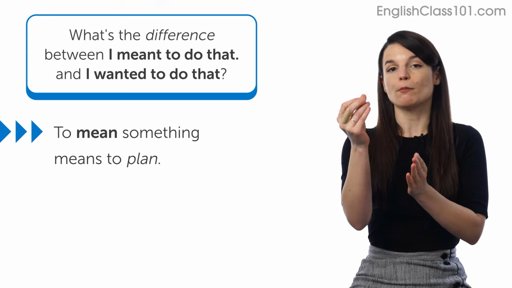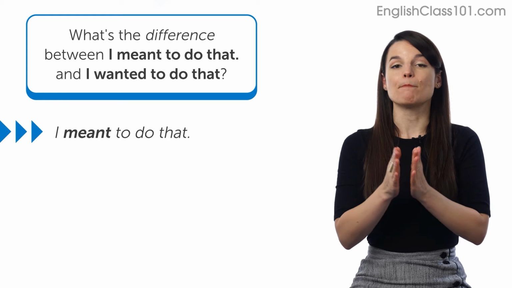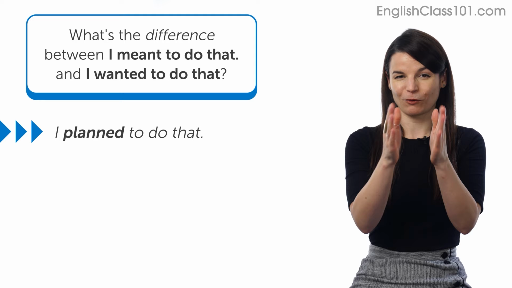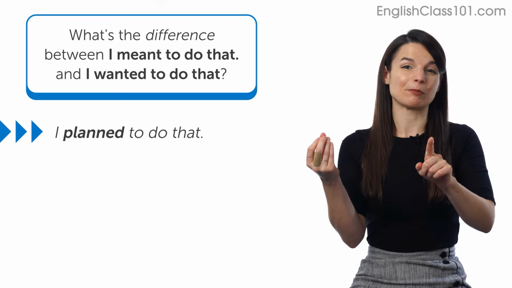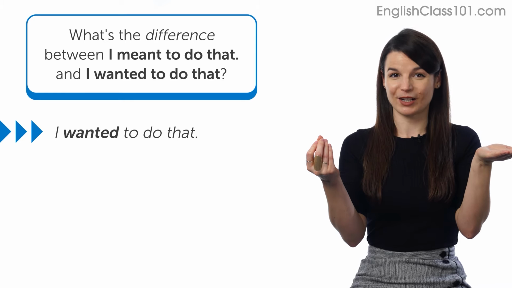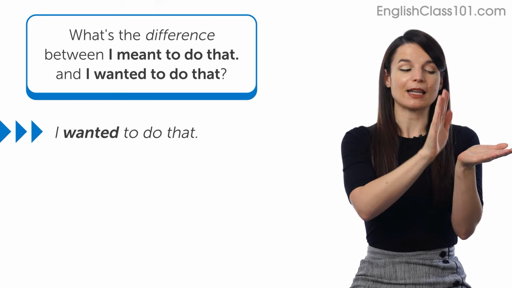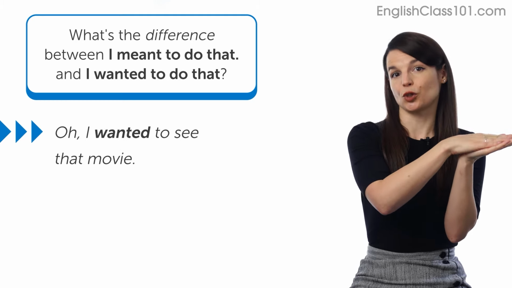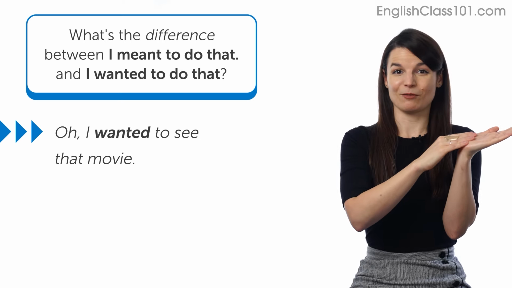Meant, so to mean, means to plan to do something. If you say, I meant to do that, it means I planned to do that. So if you think about this as I planned to do that, maybe you can see the difference between I wanted to do that, right? So when we say I wanted to do that, it doesn't always mean I planned, right? Like maybe a movie, right? Like, oh, I wanted to see that movie, right? We maybe didn't create a plan to see the movie, yeah?